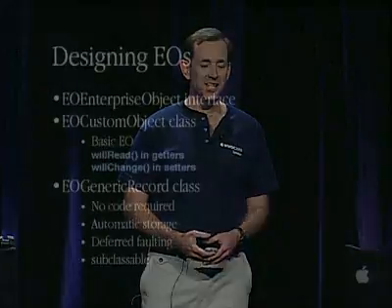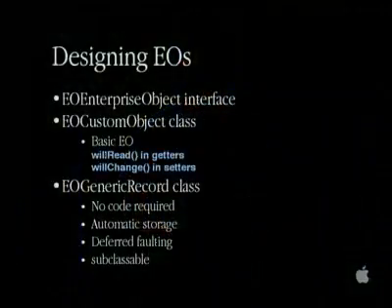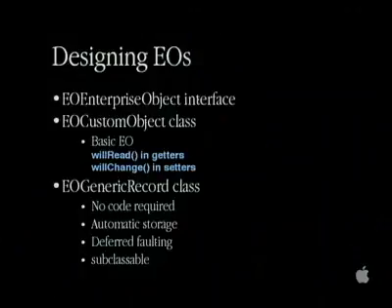All right, when you're designing EOs, the first thing, of course, you have to take a look at is the Enterprise Object interface. But for most people, you don't want to just implement that interface yourself. You want to use one of our base classes. The first base class is EOCustomObject. That's your basic EO. It knows how to do everything with faults.